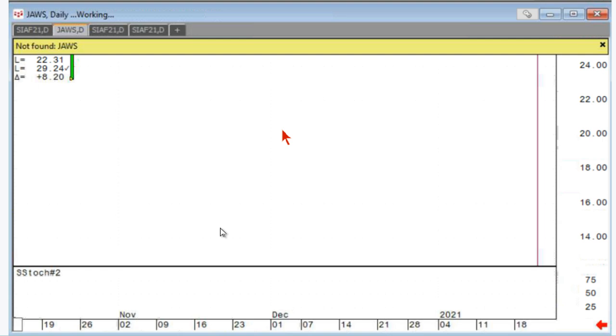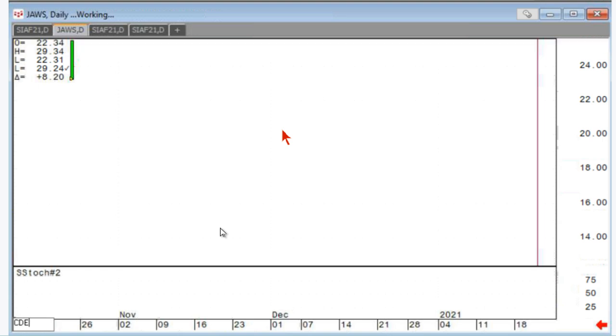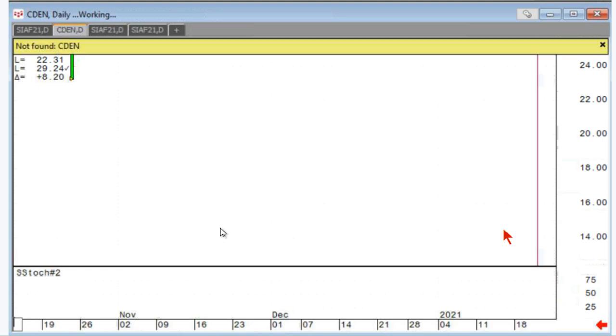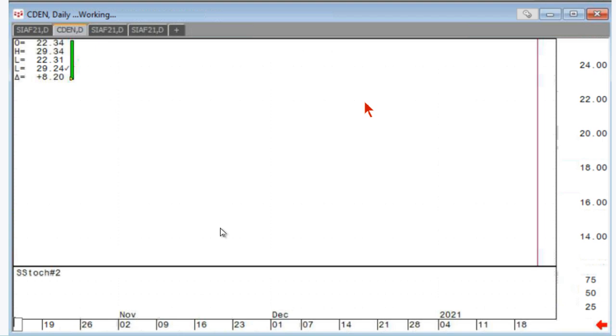Oops, I don't know why that didn't come up. And it doesn't matter what price you're trading. Well, why is that one not coming up? Because I typed it wrong.